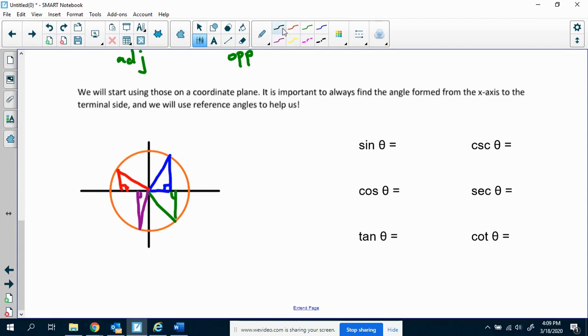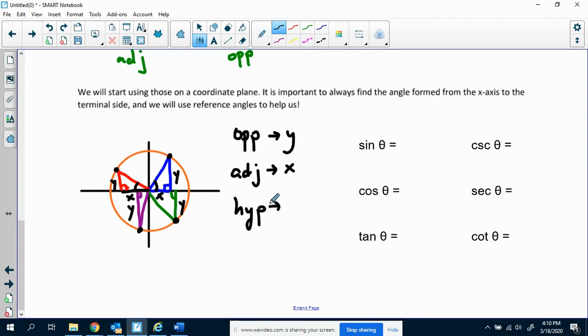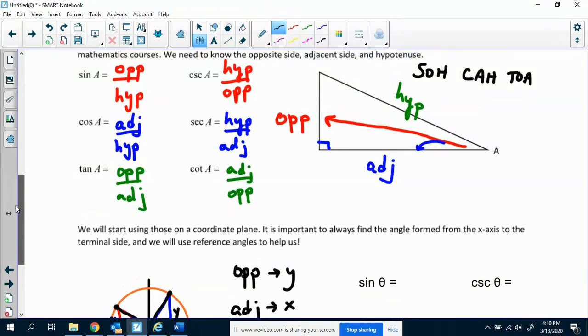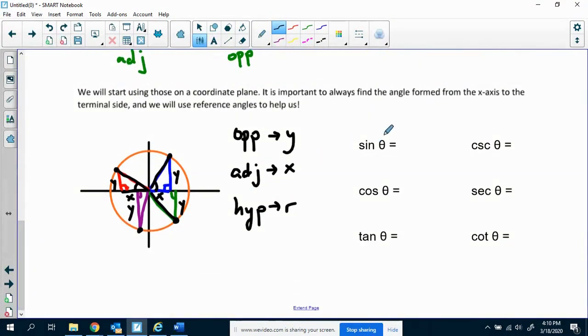And if you notice, the opposite side is always the y value of the point on this circle. So I'm going to replace opposite with y. The adjacent side to this angle is always the x value. That's true in all four of these triangles. So the adjacent side I'm going to replace with x. And the hypotenuse is always the radius of this circle. So that's r. So basically what I'm going to do is I'm going to replace opposite, adjacent, and hypotenuse with y, x, and r.